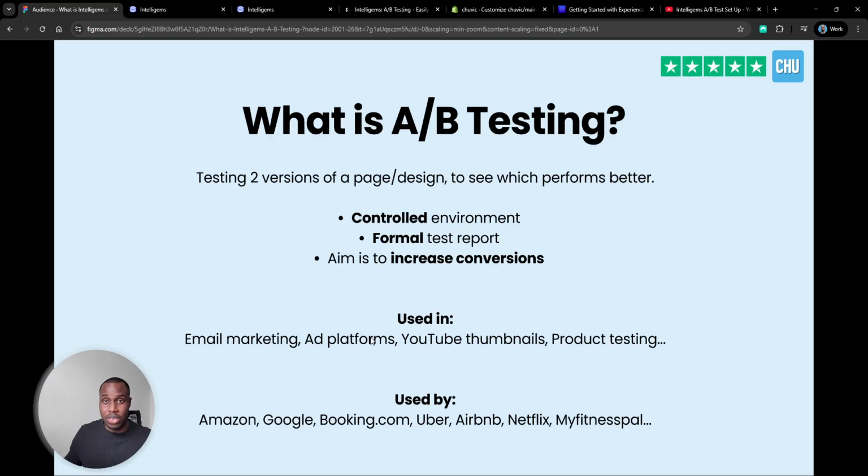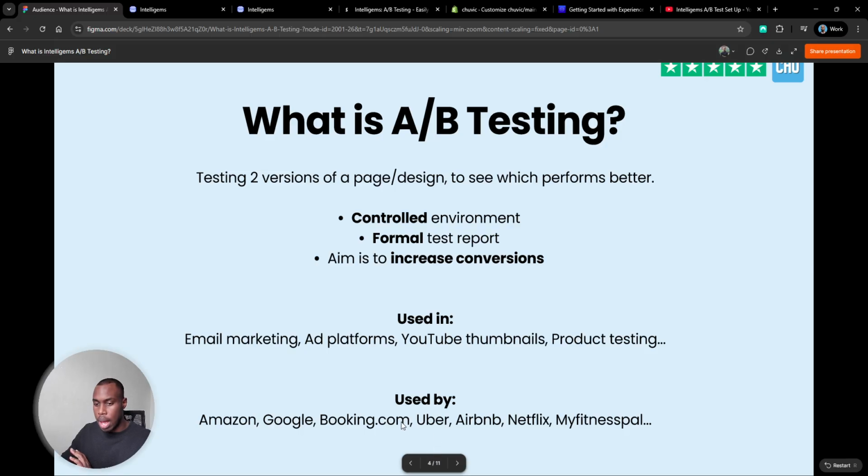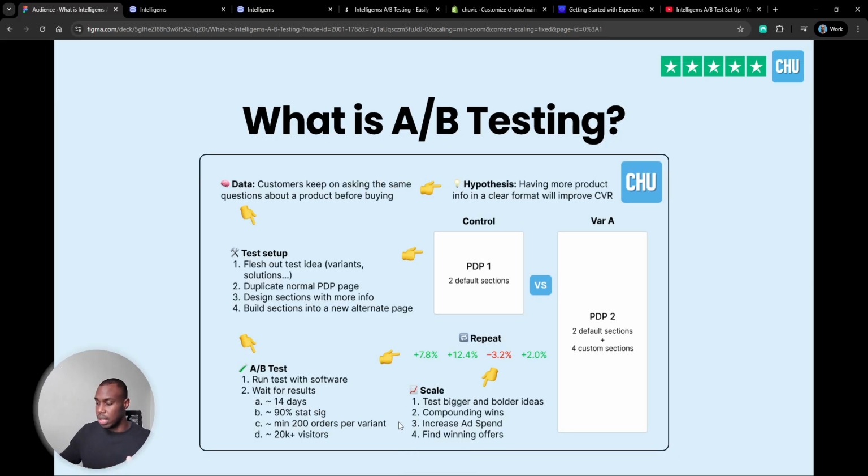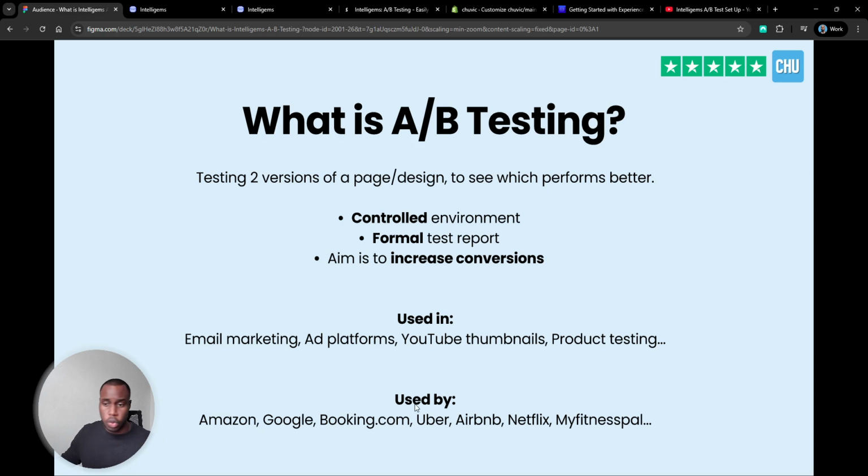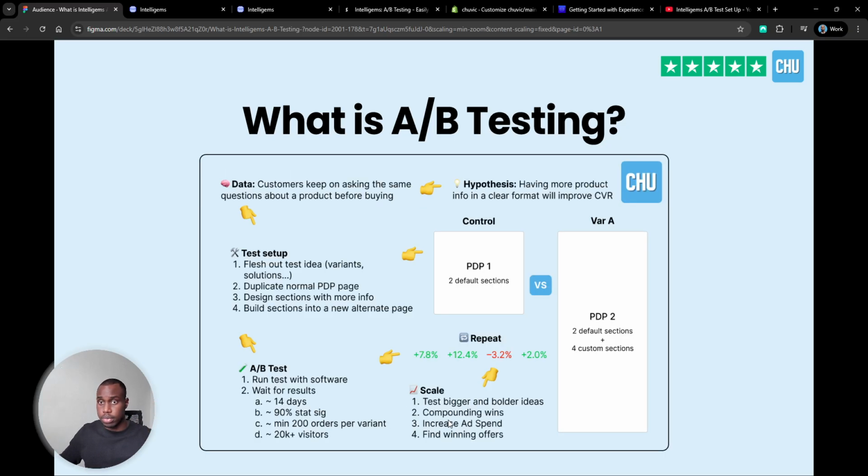YouTube have recently released a feature where they allow you to A/B test thumbnails, and then there's product testing. If you're developing a new product, you want to be A/B testing it to see which version of the product is performing better, especially if it's a SaaS product, because that makes life even easier. For example, if you're releasing a new feature and you want to test whether people like it or not. And A/B testing is used by some of the biggest companies in the world. I'm talking your Amazons, your Googles, your Booking.coms, Ubers, all these really big companies use A/B testing. And yeah, that's what A/B testing is.